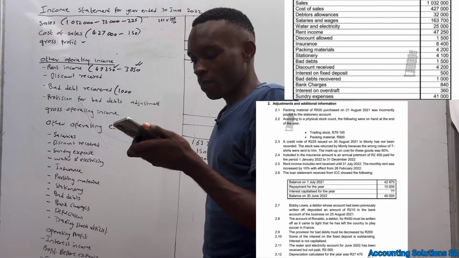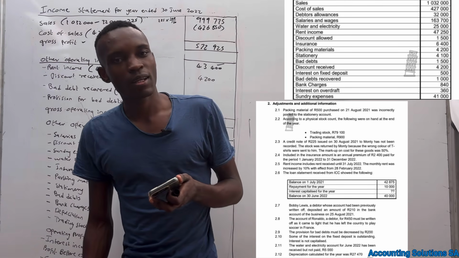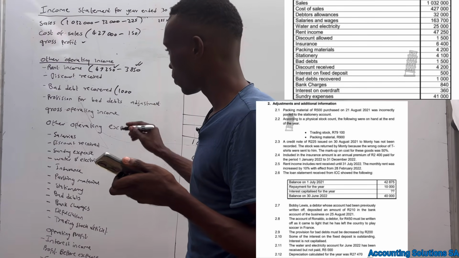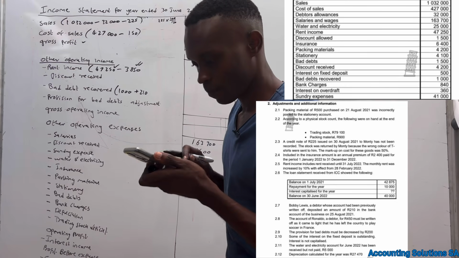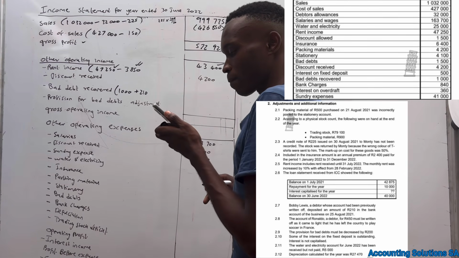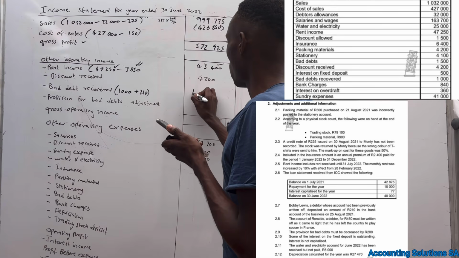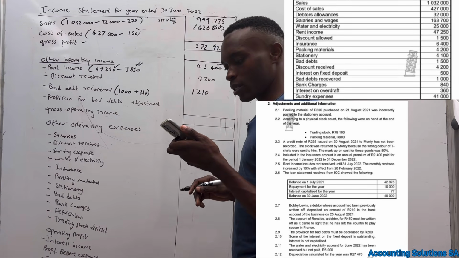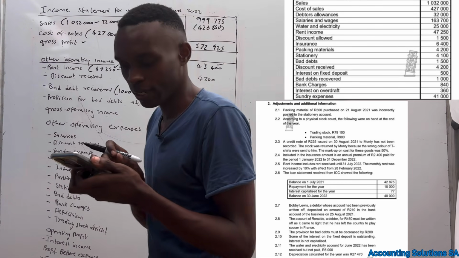Yes, the debtor that was previously written off, that person came back and made a deposit of 210, which means that we recover 210. Then we're now going to write a total of 1,210. And the next one we also have what we call provision for bad debt adjustment.